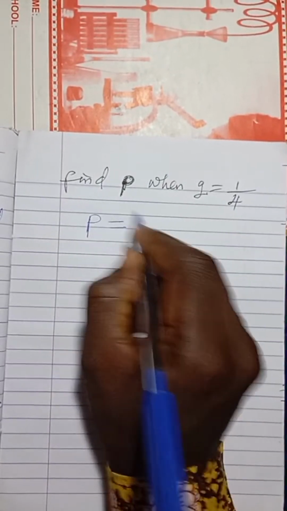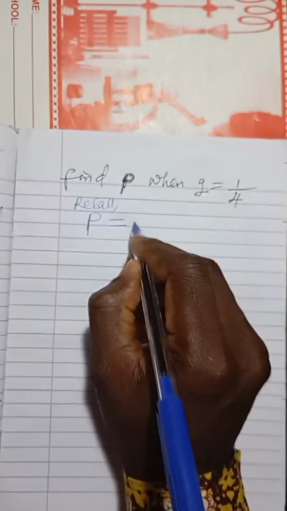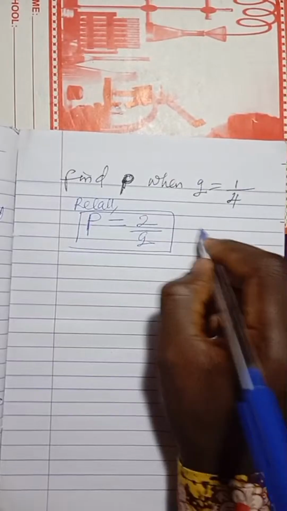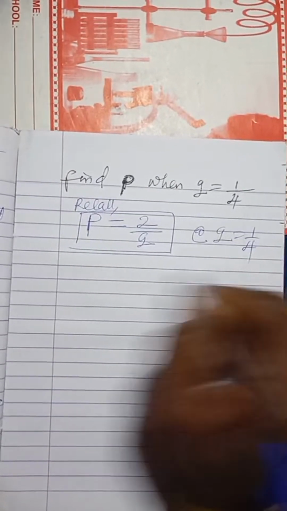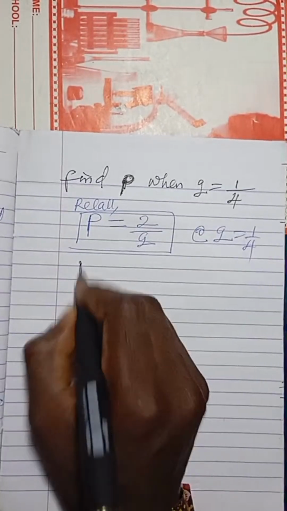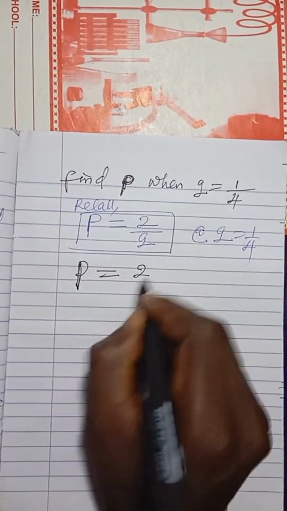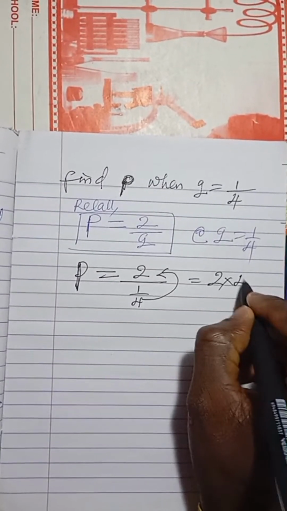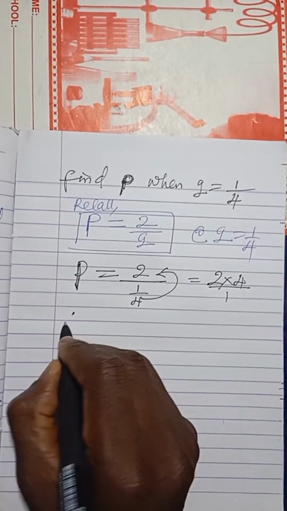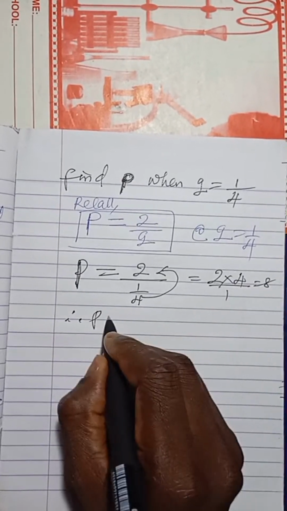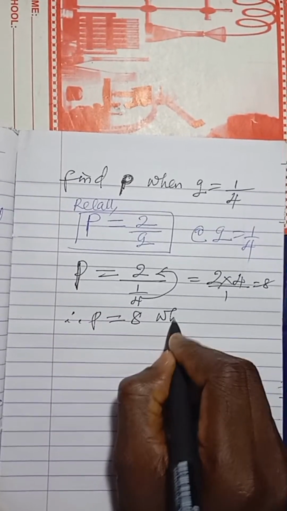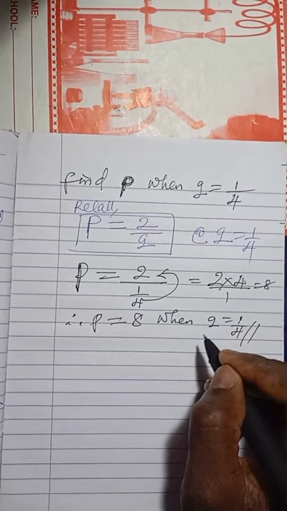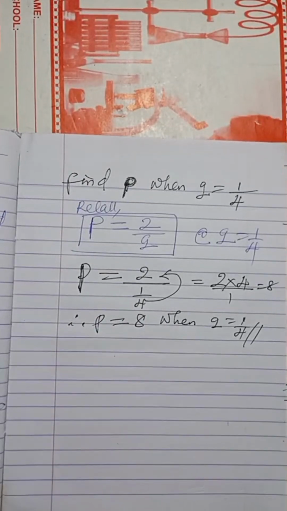So I have P equals 2 over Q. Good. At Q equals 1 over 4, you have P is equal to 2 over 1 over 4. So this 4 can come up. You have 2 multiplied by 4 over 1. Therefore, P is equal to 8 when Q is 1 over 4. Alright? Now solve this.